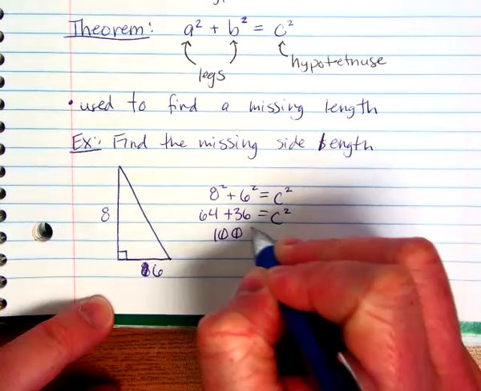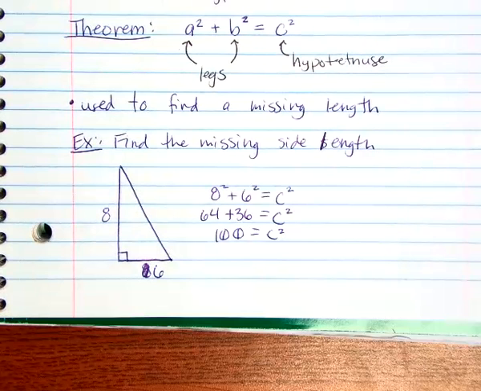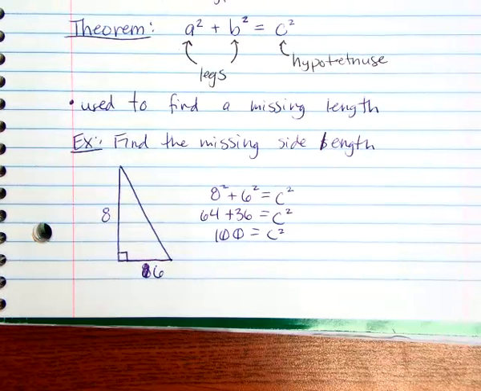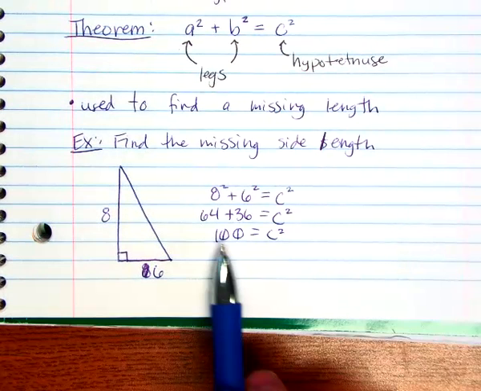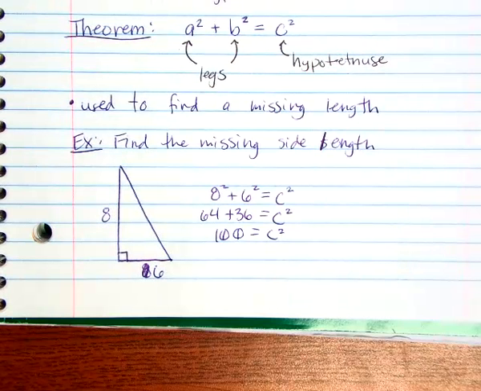Here's the part where I need you to pay very close attention, because this is where a lot of people make mistakes. This is not your final answer. A lot of people stop here and they say, I did it. I squared them, I added them, it's 100, fantastic, the end. No. Right now you have 100 equals c squared. I don't want c squared, I want c.